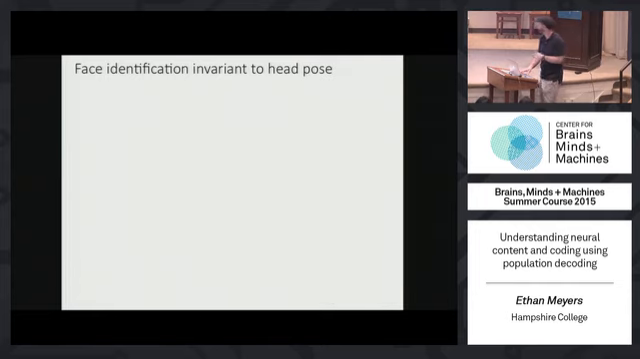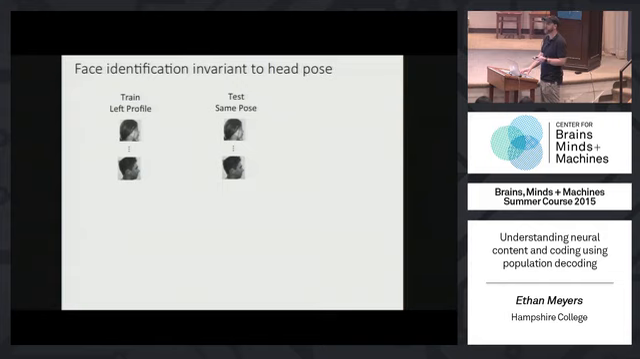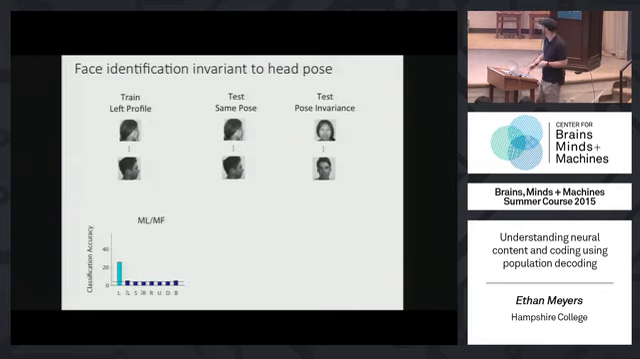All right. So again, like I said, let's start by training on the left profile, and then we can test on the left profile in different trials, or we can test on a different set of images where the individuals were looking straight forward. Okay. So here are the results from the most posterior region, ML-MF.